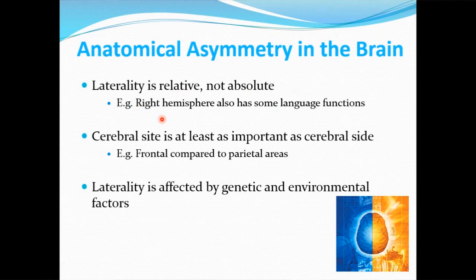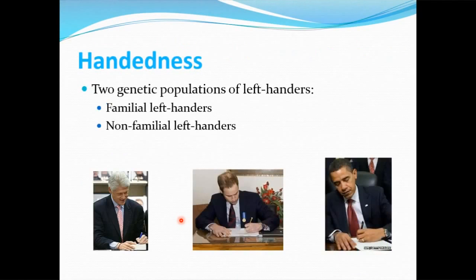Something that is very important for us to know: we all know that the left side is verbal and the right side is non-verbal and so on, but we must be very careful not to be too absolute about this because laterality is relative. For example, the right hemisphere also has some language functions, particularly prosody. And the cerebral site is at least as important as the cerebral side, for example, frontal compared to parietal areas. Laterality is affected by genetic and environmental factors, because depending on what activity we do, there might be strengthening of certain parts compared to others, and there's a genetic component to it.